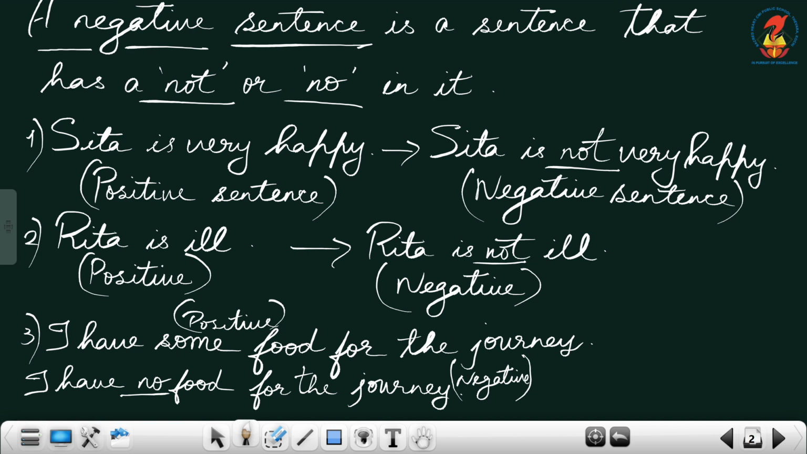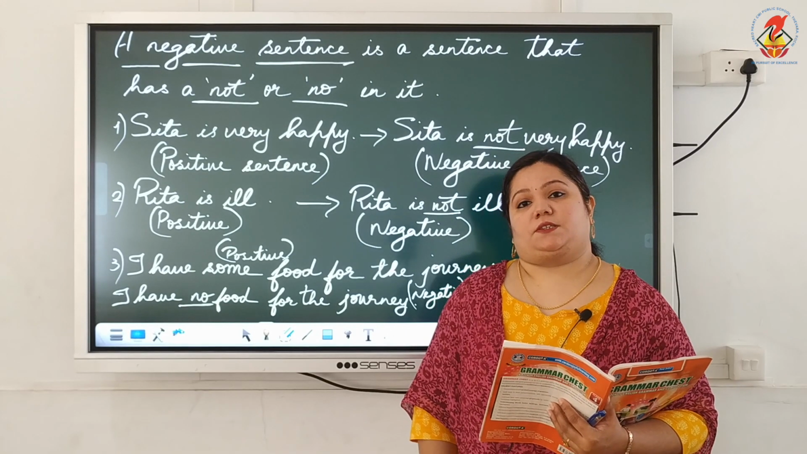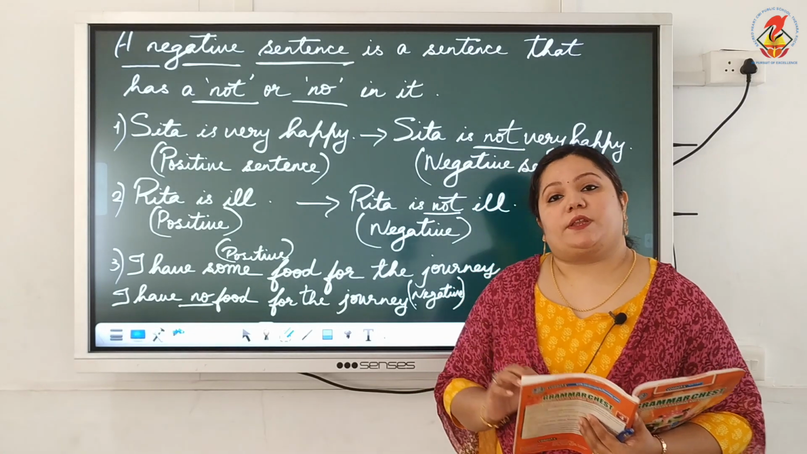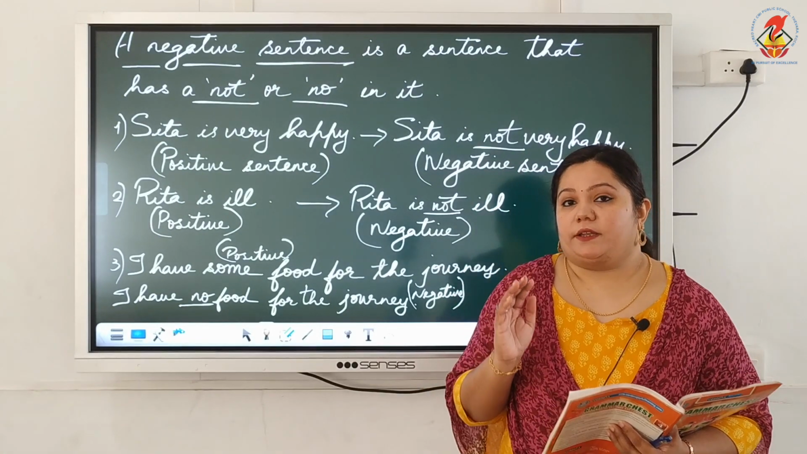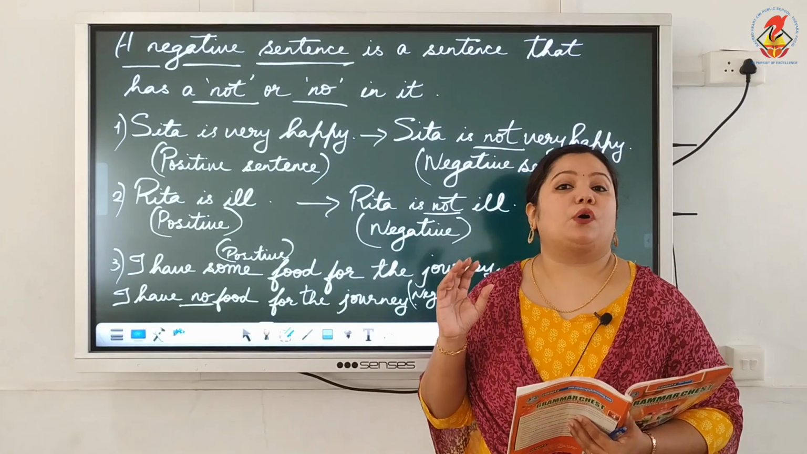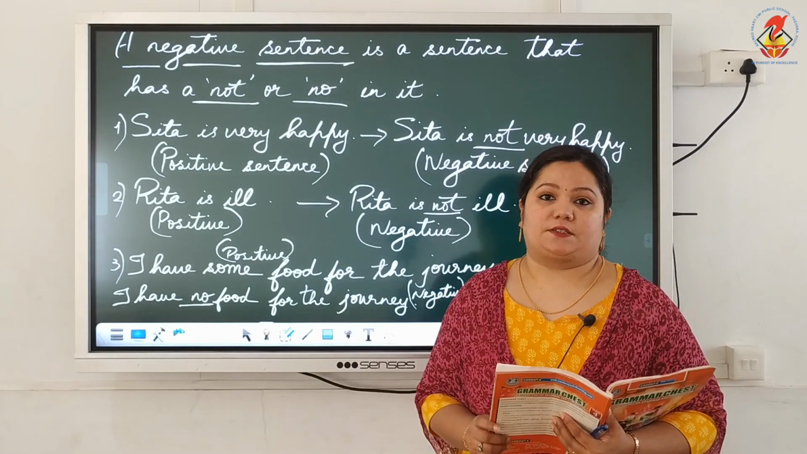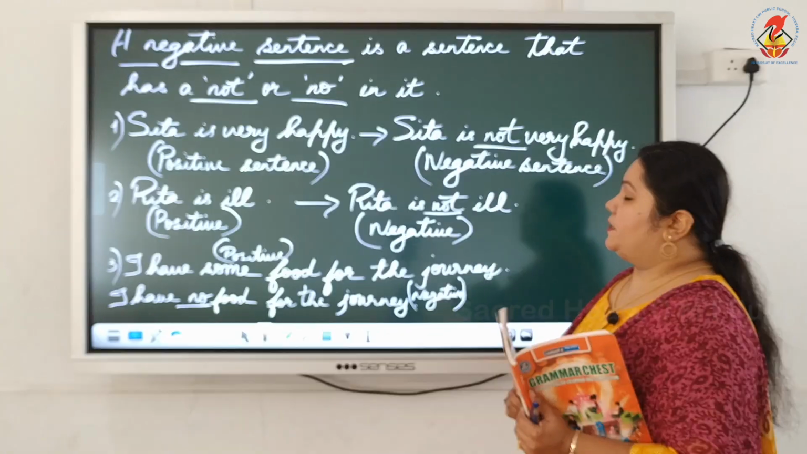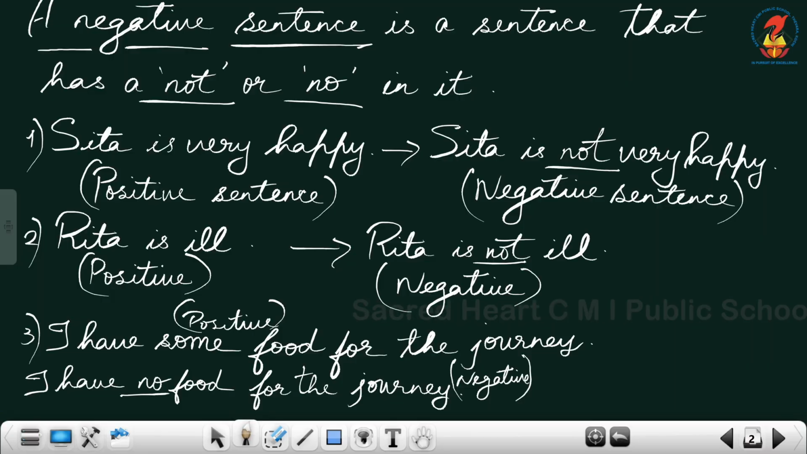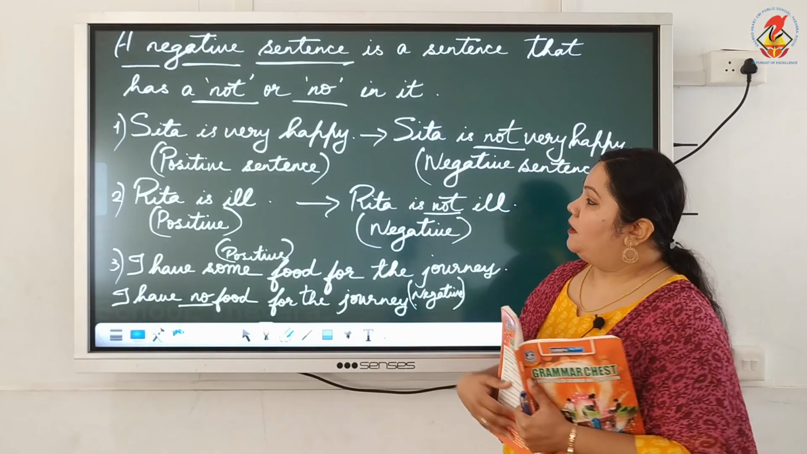We can change positive sentences, or normal sentences, into negative sentences by adding the negative word not or no in the sentence. Just take a look at this. Sita is very happy. It is a positive sentence, as when you read it you understand that the girl Sita is feeling happy. It has positive vibes. So it is a positive sentence.